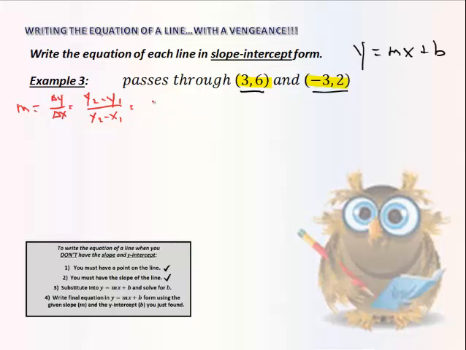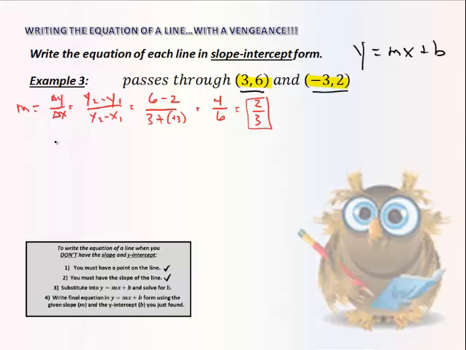So I'll do 6 minus 2. I'm going to do the first one minus the second one this time. So 6 minus 2, over 3 minus a negative 3. 6 minus 2 is 4. 3 minus a negative 3 turns into plus a positive, so that's going to be 6, so 4 over 6 reduces to 2 over 3. So I have my slope now, and I have my point.